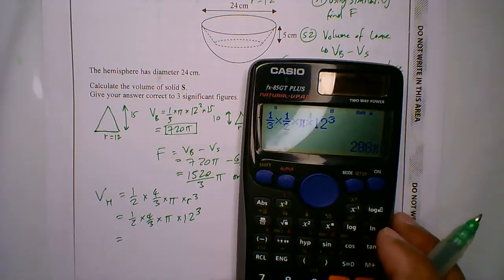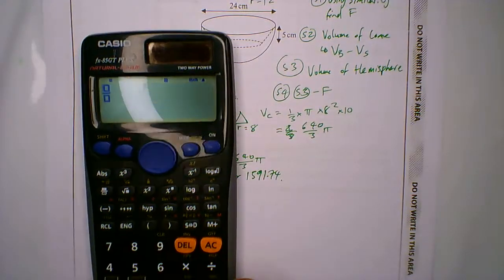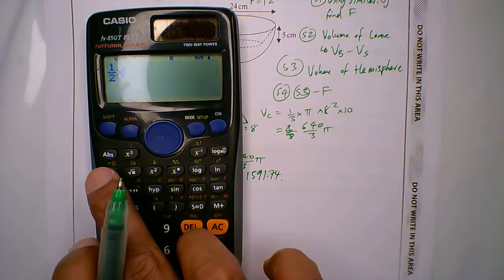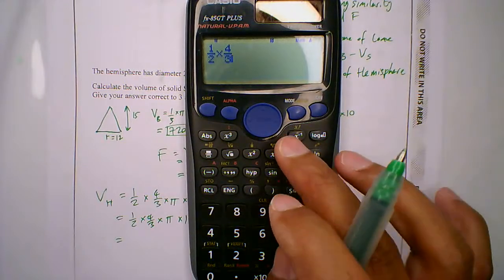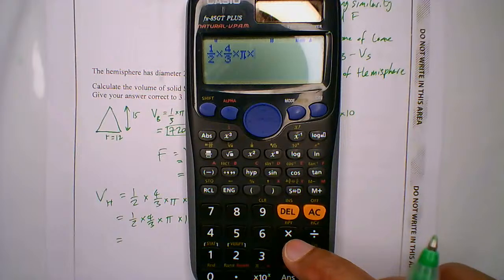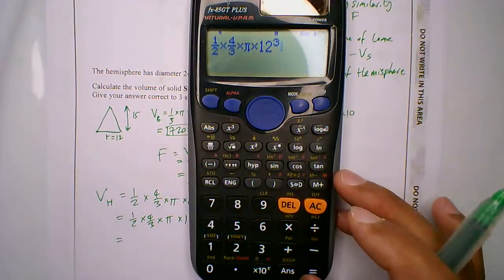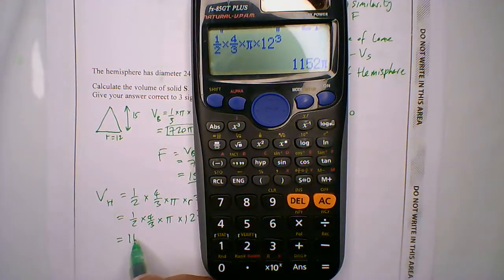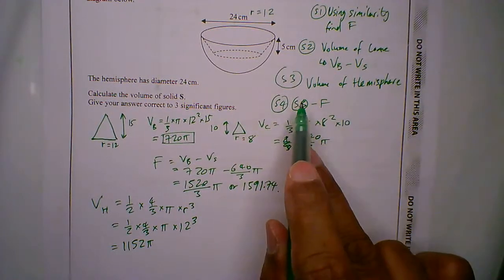It doesn't look right. Let me double check that. Half, 1/2 times 4/3. Put the wrong number there. 4/3 times by pi times by 12 cubed. 1152. That looks right now. So that's 1152 pi. So I've got my volume of the hemisphere.